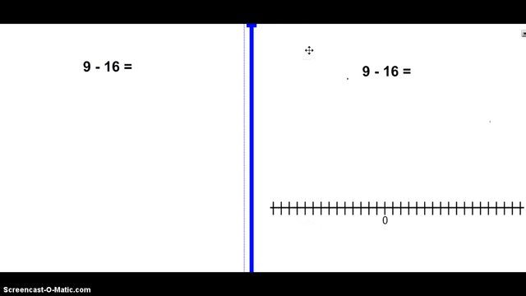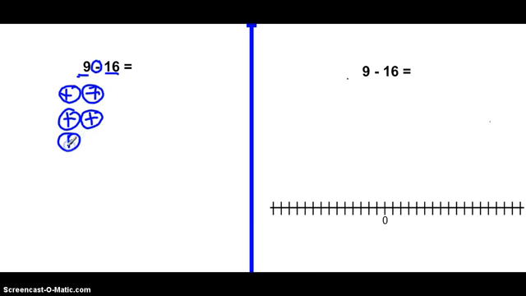Alright, another problem here. 9 minus 16. So here's our subtraction sign. We have a +9 minus a +16. So we're going to draw 9 positive chips. And we want to subtract 16 positives. And we have positive chips, but we don't have 16. We don't have enough to take away.